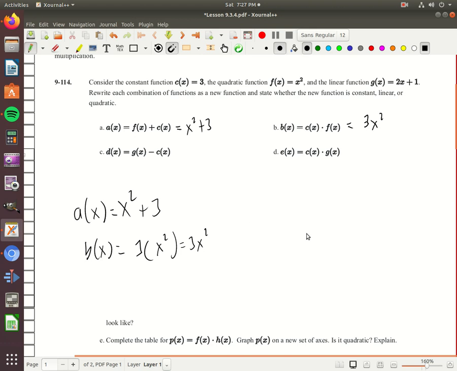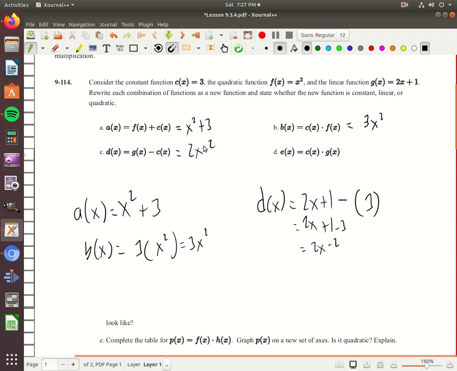D of x, that makes no sense. That wouldn't be c of x, but whatever. All right, so d of x is going to equal g of x, which is 2x plus 1, minus, and you'll notice the way I do this, I'm going to put this whole thing in parentheses just so I don't get screwed up with the order of operations, but minus c of x, which is minus 3. So I get 2x plus 1 minus 3, so I get 2x minus 2. So that's what this one's going to equal. It's going to equal 2x minus 2.